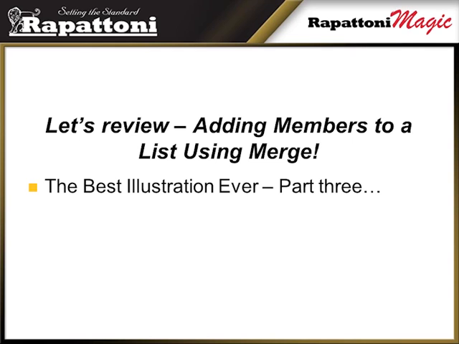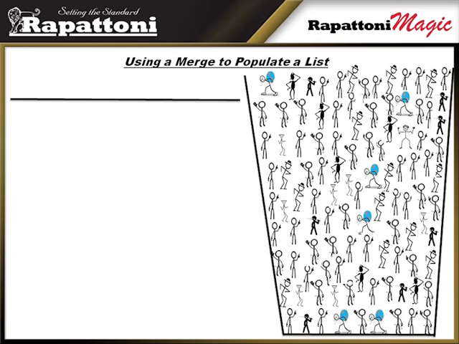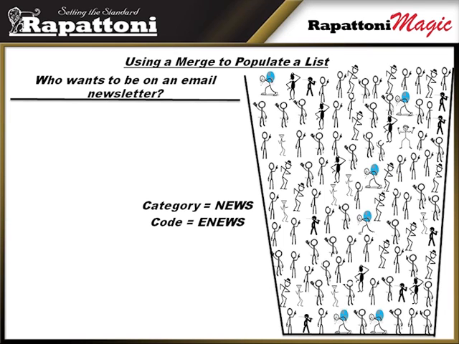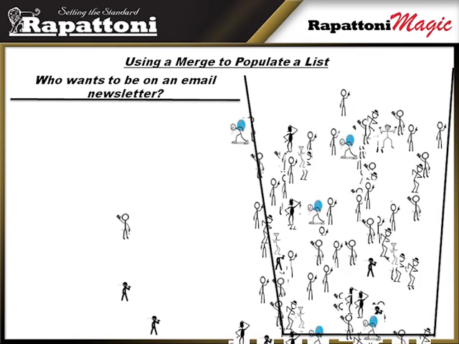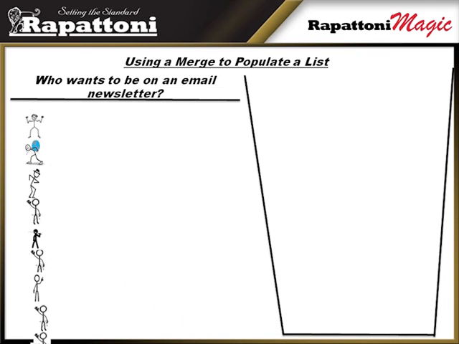All right, so let's review. We are going to add members to a list using the merge. We're going to return to our best illustration ever, which is our membership bucket. And we're going to use a little different example today. We're going to pull together a list of members who we want to reach with an email newsletter. So we would create a category in ListMaker called News and a code called eNews. We would run a membership merge and pull together all members we would want to reach with that newsletter.